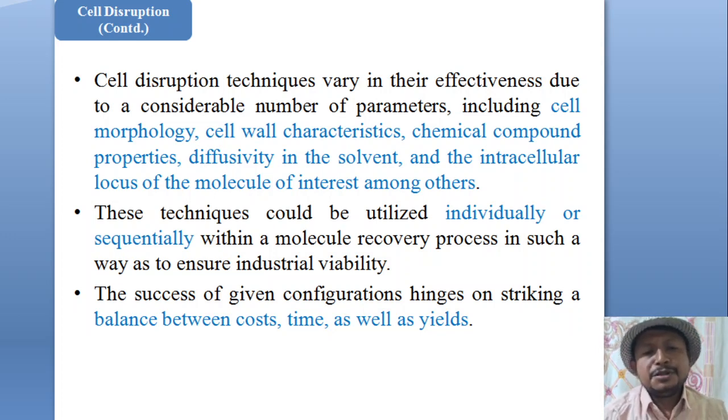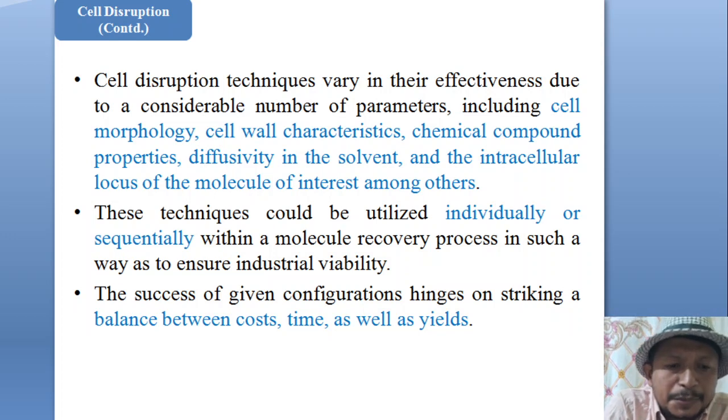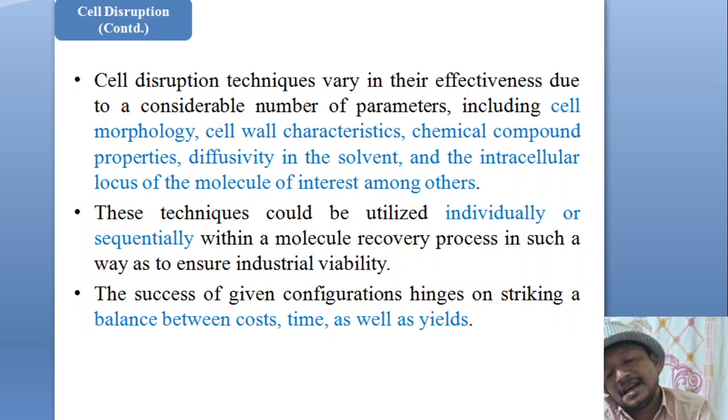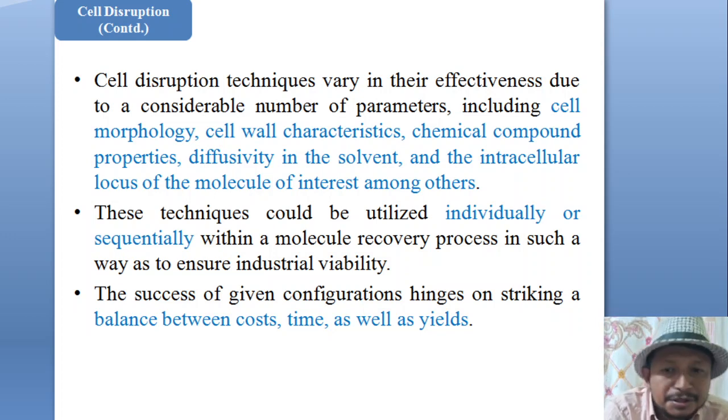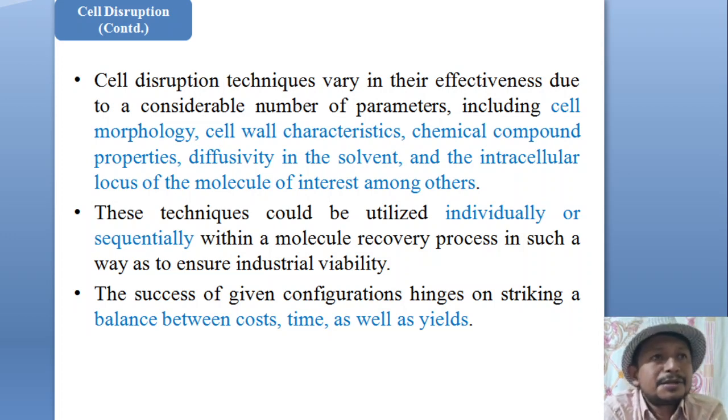These techniques could be utilized individually or sequentially within a molecule recovery process in such a way as to ensure industrial viability. Industrial viability means that it has to be profitable from the industrial point of view. That means we should have a commendable yield while selecting a cell disruption method. So we can use them individually or sequentially. Suppose we have used the mortar and pestle and disrupted 50% of the cells, then we can go for the osmotic shock, then for the pH extremes. I'm just giving you examples. This way we can disrupt the cells.